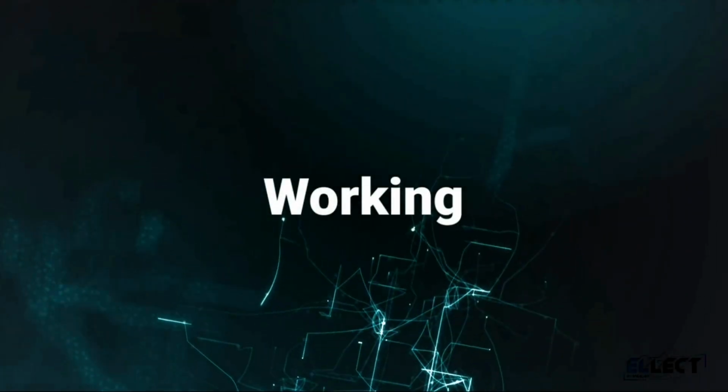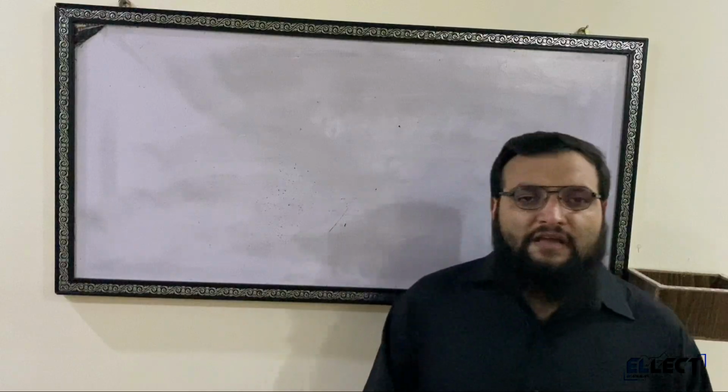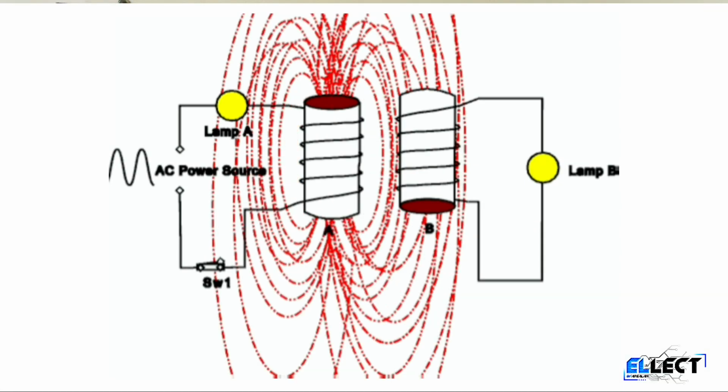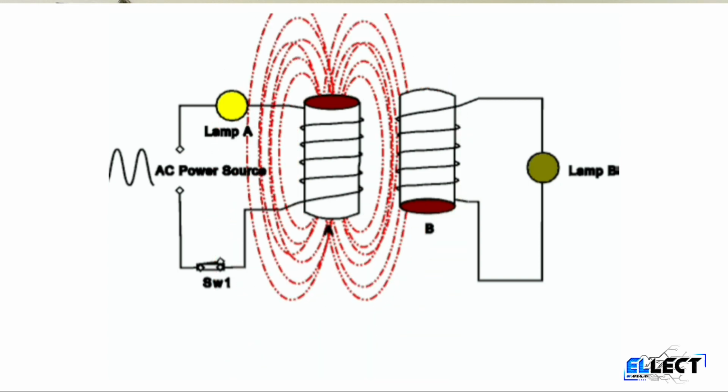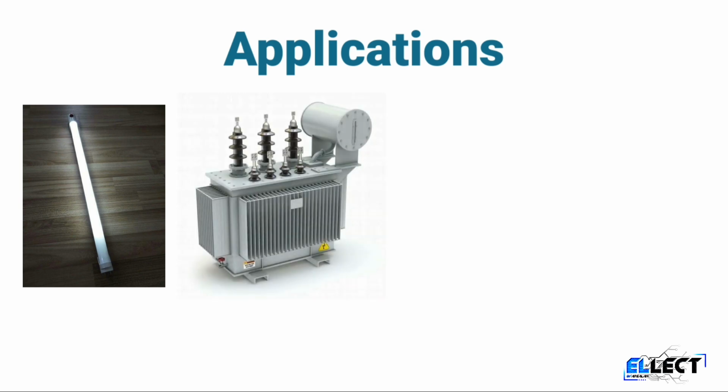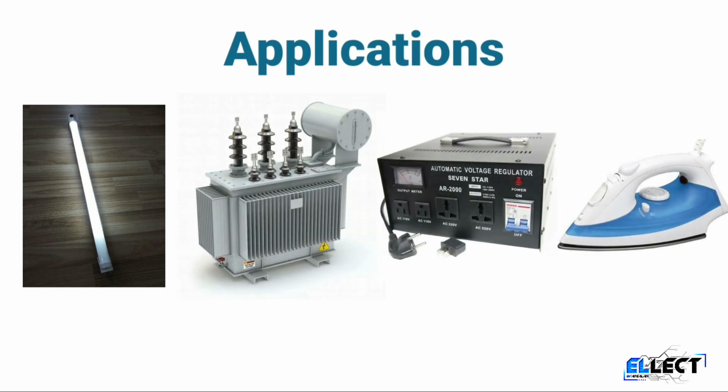Working of an inductor. Now as shown in the figure, the graph is drawn between two parameters. Then you can see how an inductor works. Inductors are used in tube lights, or we can say in any inductive load used in the home.